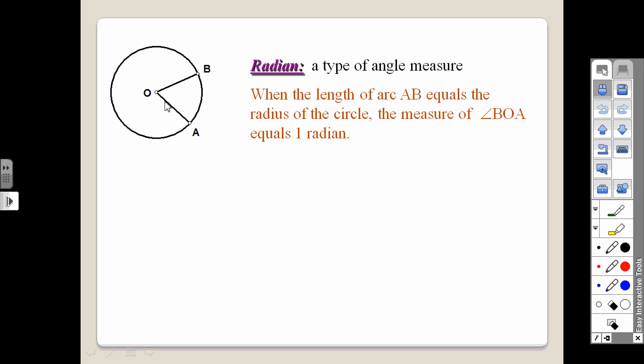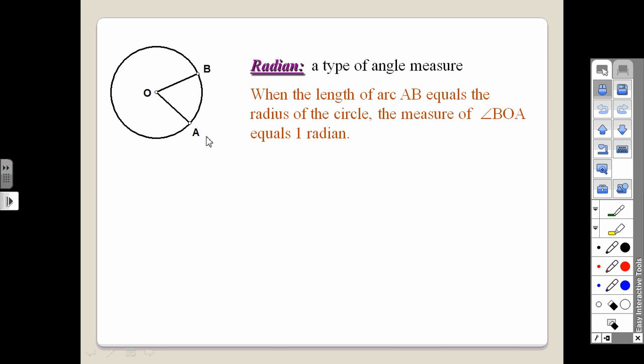So what they have decided to use as the amount that a radian would be is whatever angle is formed here when the length of this arc is exactly the same as the radius of the circle. So for example, if this radius here is 8, and this is 8, then the length of arc AB is also 8, then the angle that is formed is considered to be 1 radian.